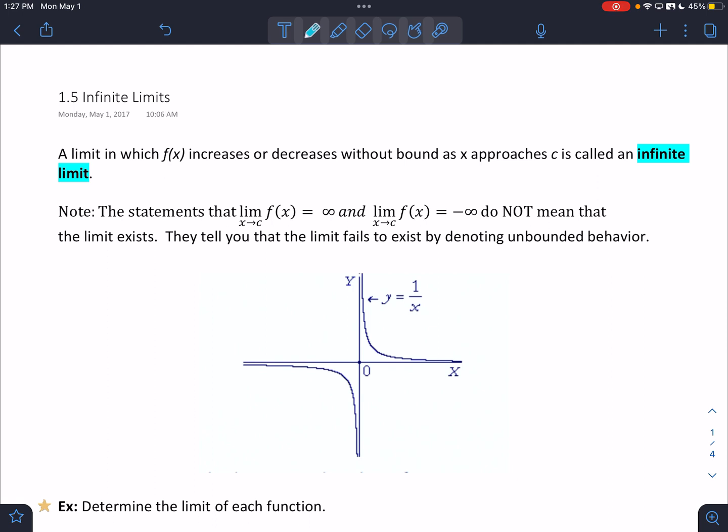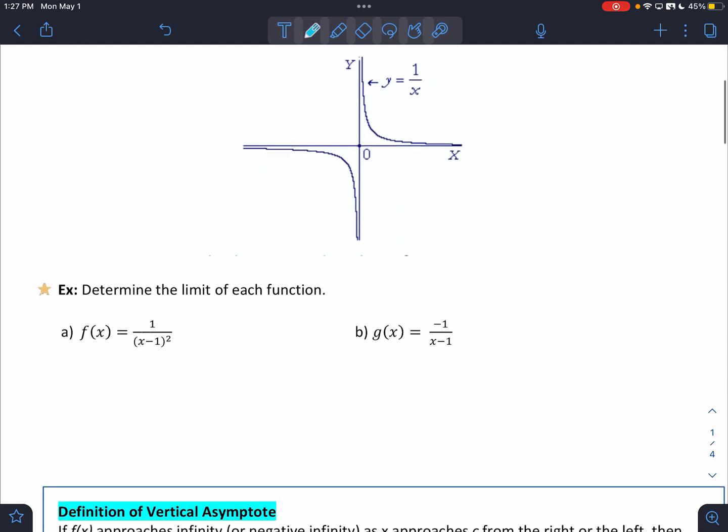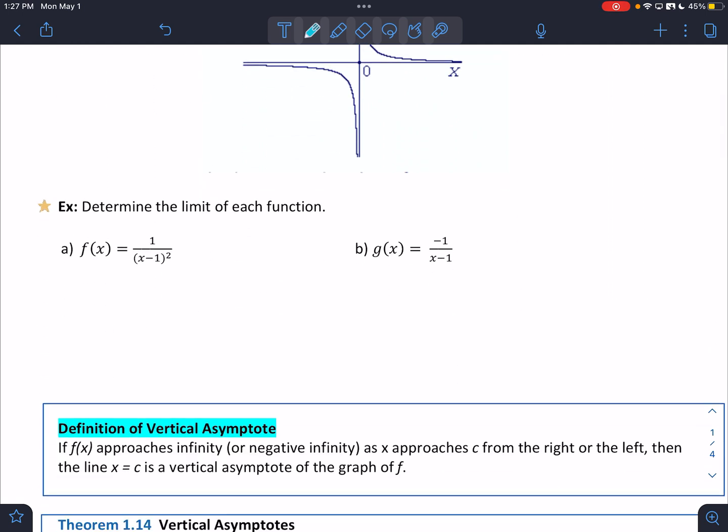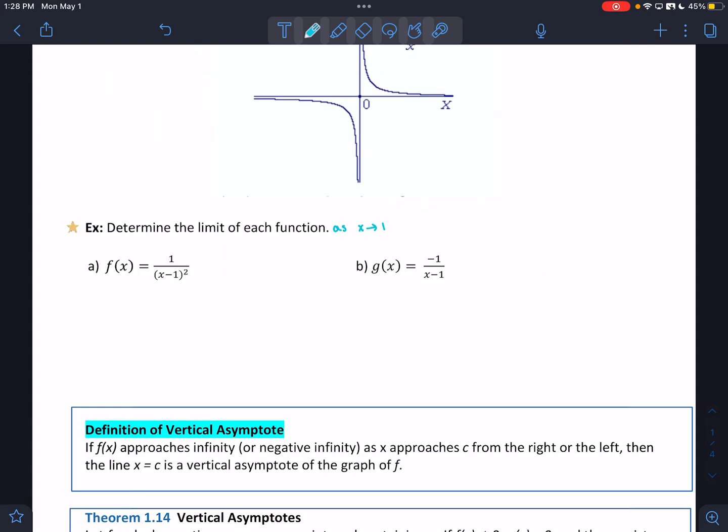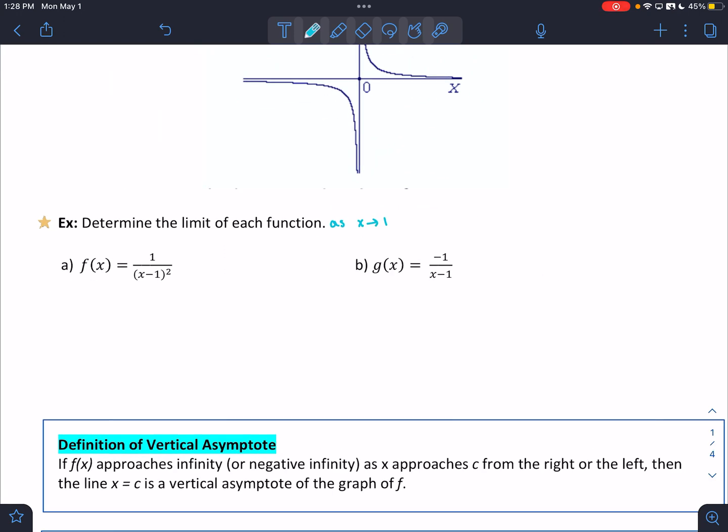Here we go. All right, so it says determine the limit of each function. We're going to look at example A first. I should tell you that I'm supposed to have this say as x approaches 1, but I didn't. So we're going to pick 1. The reason I'm picking 1 is because 1 is where this is a problem. If I do direct substitution and plug 1 in, what do I get in the bottom? 0. So normally we would just say does not exist, but we're going to talk about how infinite that is.